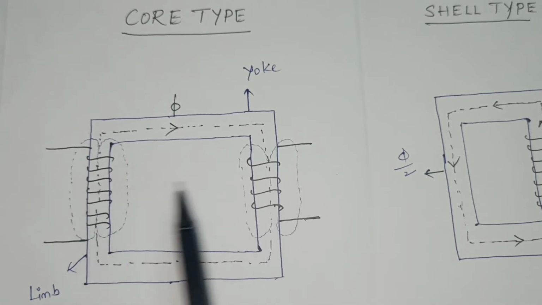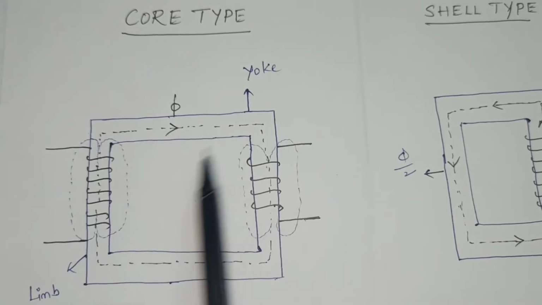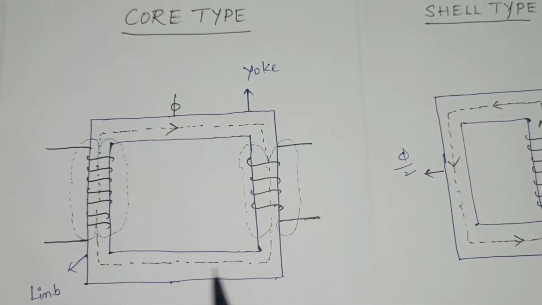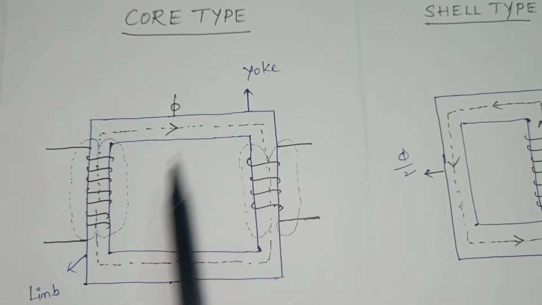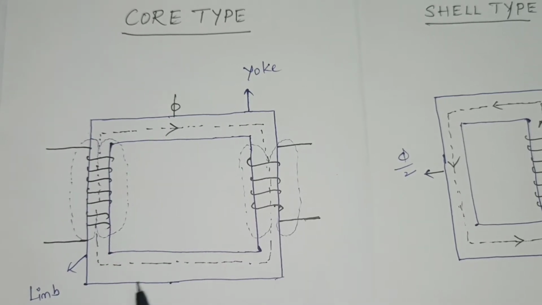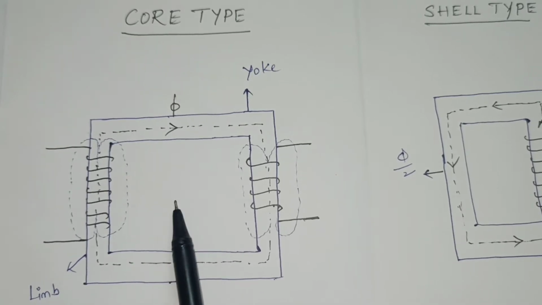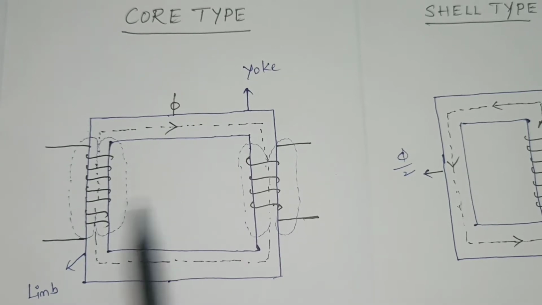The two vertical yokes are called limbs, and the horizontal yoke or horizontal core is called the yoke. These two are limbs and these two are yokes, and we have one window. Window is nothing but one empty place. Two limbs, two yokes and one window.